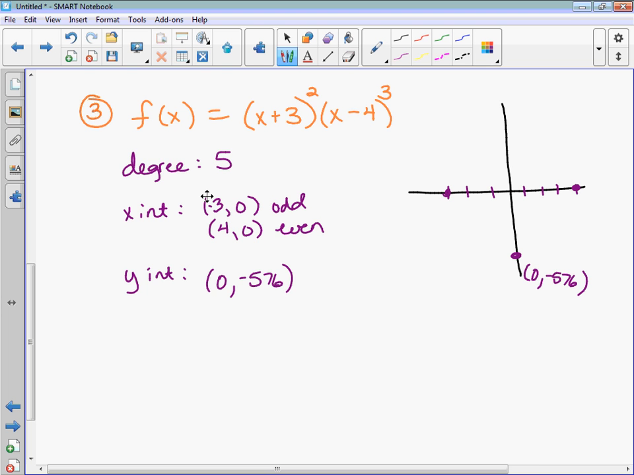Okay, so with your y-intercept, x is 0, right? So if I put a 0 in for both of these x's, that leaves me with 3 squared times negative 4 cubed. 3 squared is 9, negative 4 cubed is negative 64. Multiply them, you get this lovely number. Okay? So I won't make all of them that big. That just happened. Okay? All right. Are you guys okay with those 3 dots?